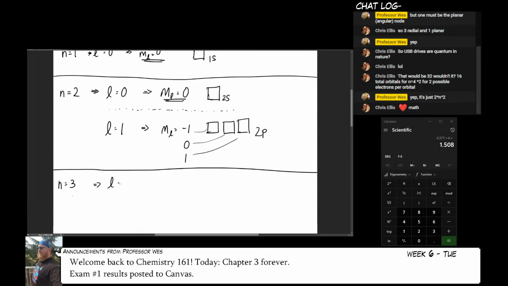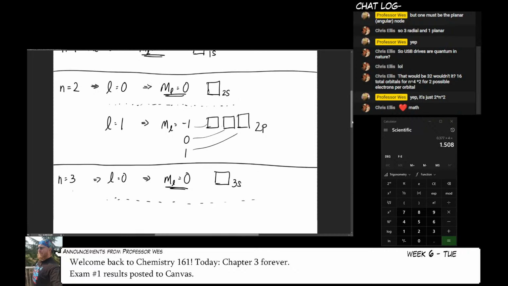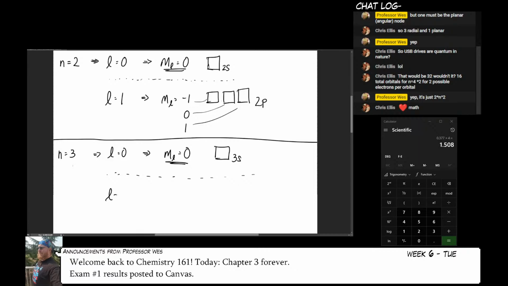N equals 3, L could be 0. So M sub L could also be 0. So we got that. We also have L equals 1, where M sub L could be -1, 0, or 1. So again, -1, 0, and 1. Any of those, doesn't matter, it's all arbitrary.